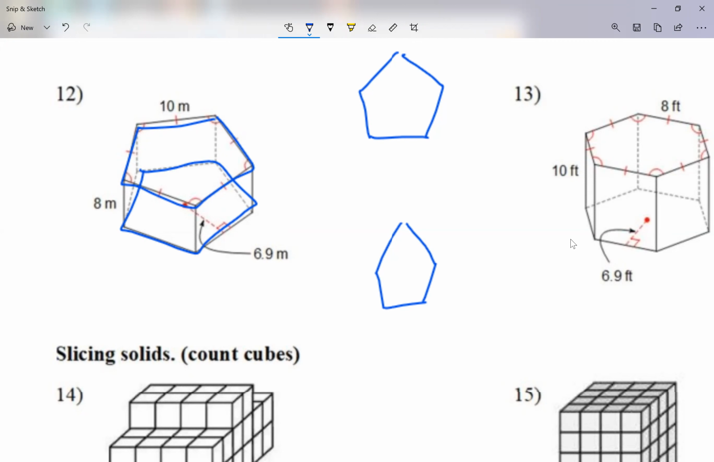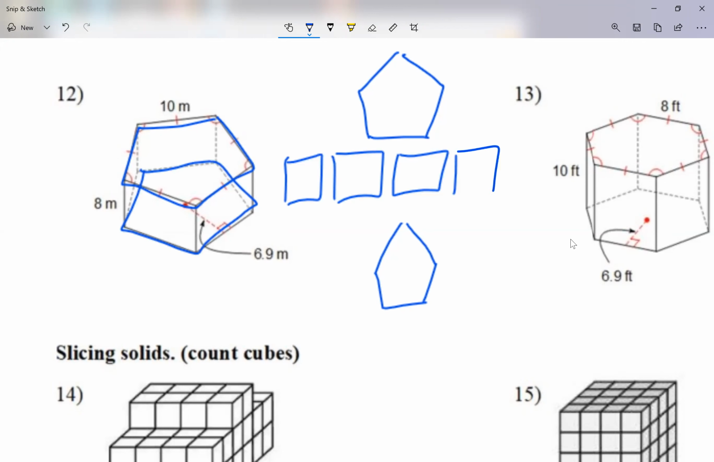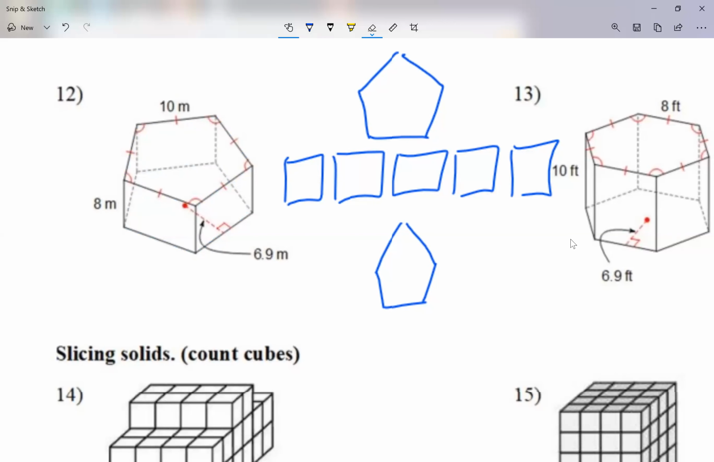But because my bases have 5 sides, I'm going to have 5 rectangles in the center. So 1, 2, 3, 4, and 5. Like I said, you don't have to be a great artist. Just do a representation of what you're doing. So I did 2 bases and the rest are walls, rectangles. Think about a room: if the bases have 4 sides, then you have 4 walls. If the bases in this case have 5 sides, then you're going to have 5 walls.